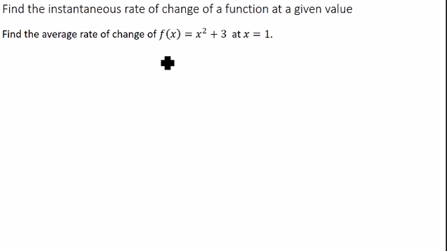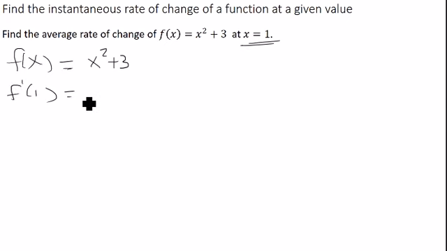Alright, back to this problem here. So we have f of x equals x squared plus 3, and we're finding the instantaneous rate of change at x equals 1. So the formula is f prime of 1 equals limit as h goes to 0 of f of 1 plus h minus f of 1, over h.